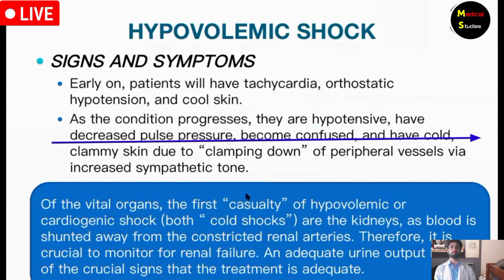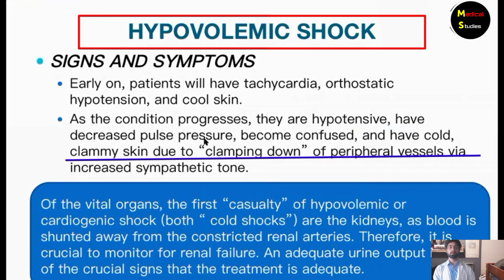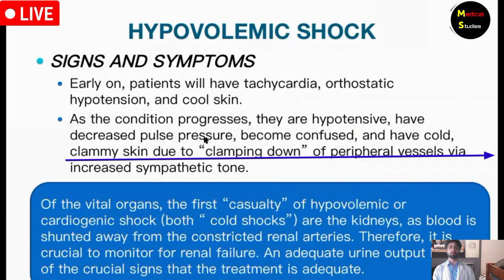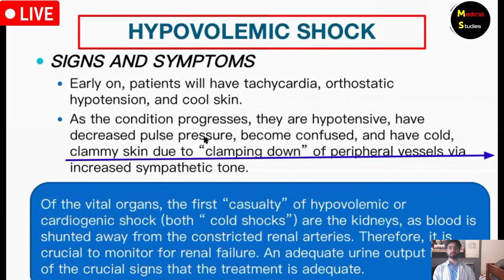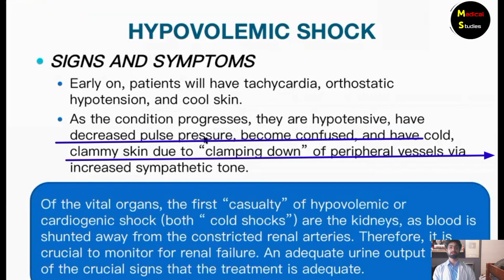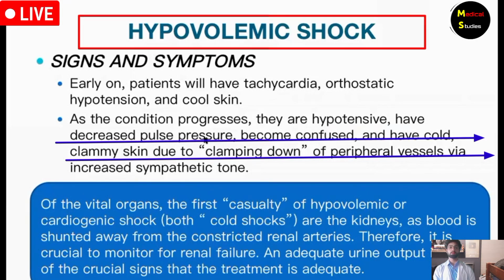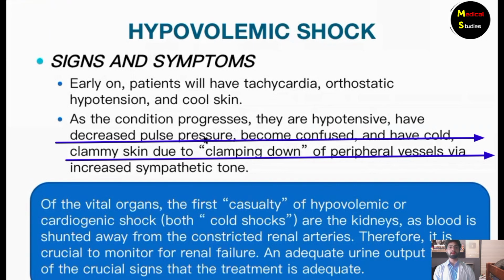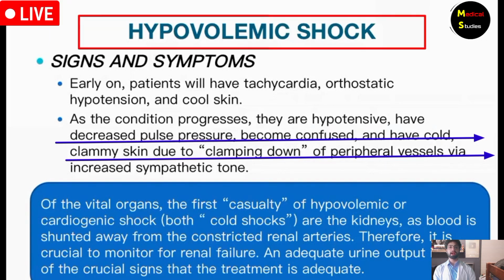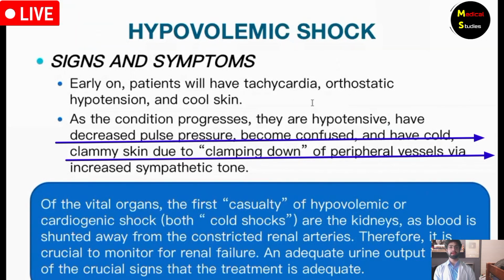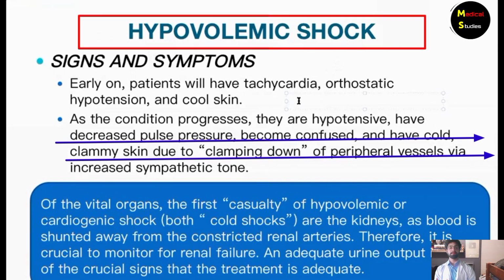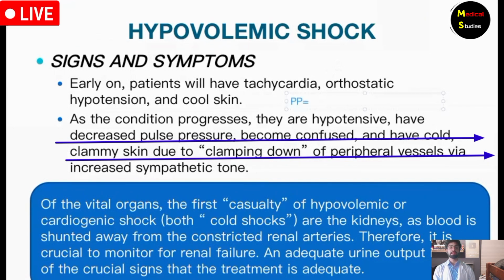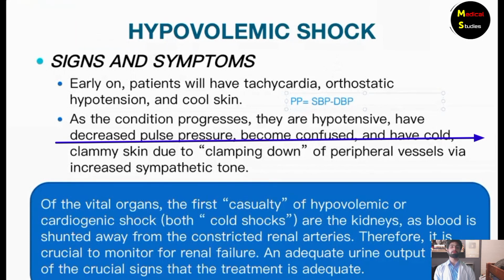And your skin becomes cool as well as clammy. We discussed it previously. Now next, as the condition progresses, they are hypotensive. They also have decreased blood pressure, become confused, and have cold clammy skin due to clamping down of peripheral vessels by increased sympathetic tone. This line is already explained very nicely.